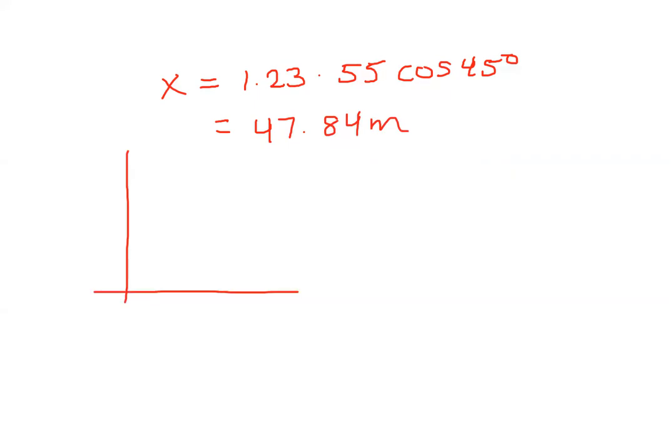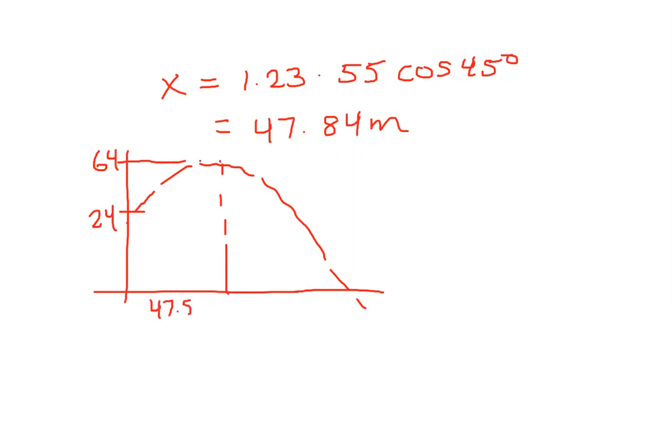So remember what it looked like. It looked like this. It started here at 24. It went up to 64. And when it was at 64, it had gone 47.84 horizontally. That's what we found right there in that equation, in that problem.